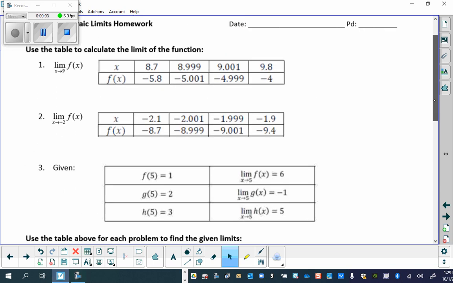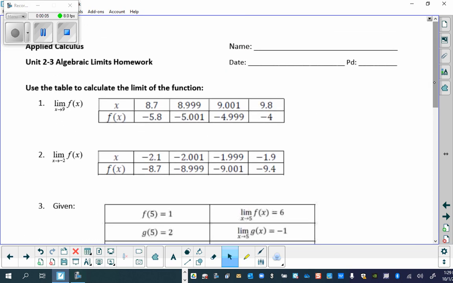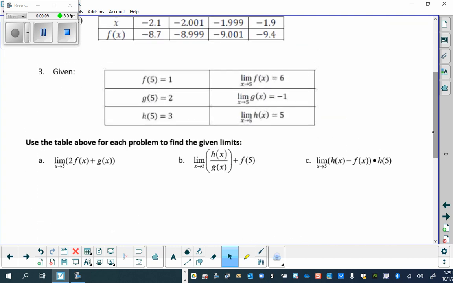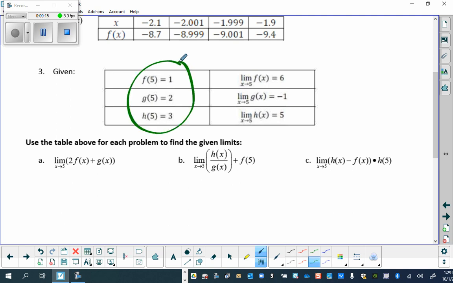So we're just going over homework. And when we look here at number 3, it's super important that you understand the difference between what's going on in this column and what's going on here. Who can explain to me the difference between those two columns? It's a big deal. I know they look different, but what do they mean?